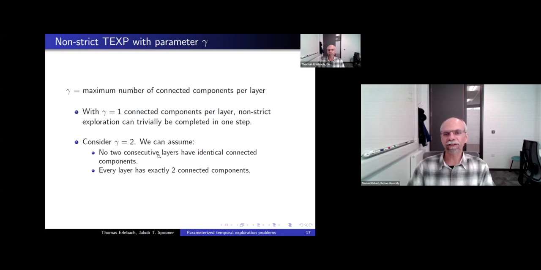If 2 consecutive layers have the same connected components, then we can just combine them into 1 layer, because there's nothing we can do in 2 such layers. We can assume every 2 consecutive layers have different connected components. Also, if there's some layer where you have only 1 connected component, then obviously you just wait until that layer and then visit everything, and the answer is yes. So let's assume every layer has exactly 2 connected components.